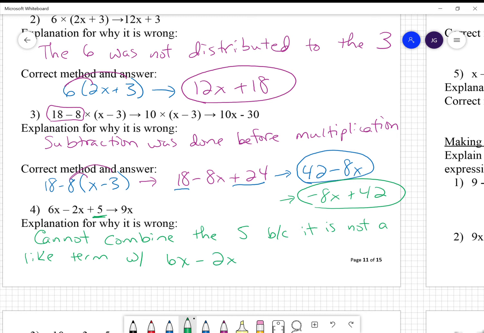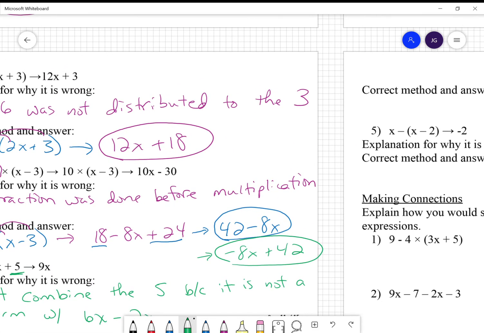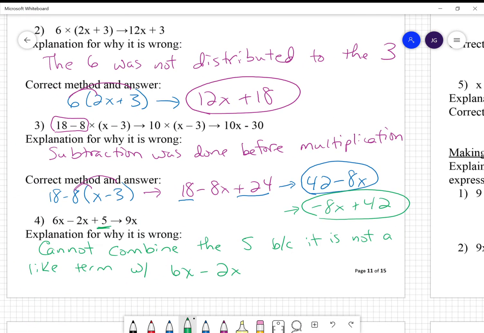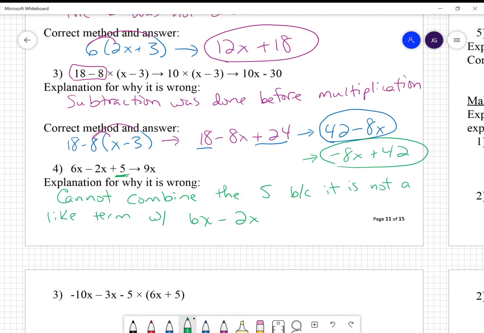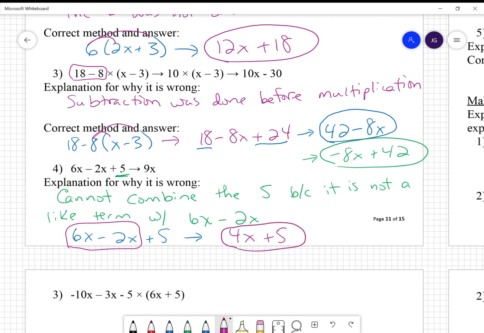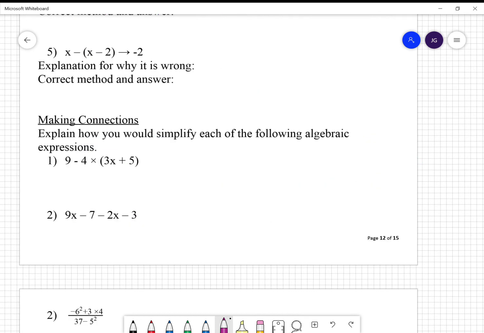Okay. Correct method is on the next page. I'll just write it here because it'll be easier to see. Let's do it in blue. 6x minus 2x plus 5. My only like terms are 6x minus 2x gives me 4x plus 5. Okay. Next page.